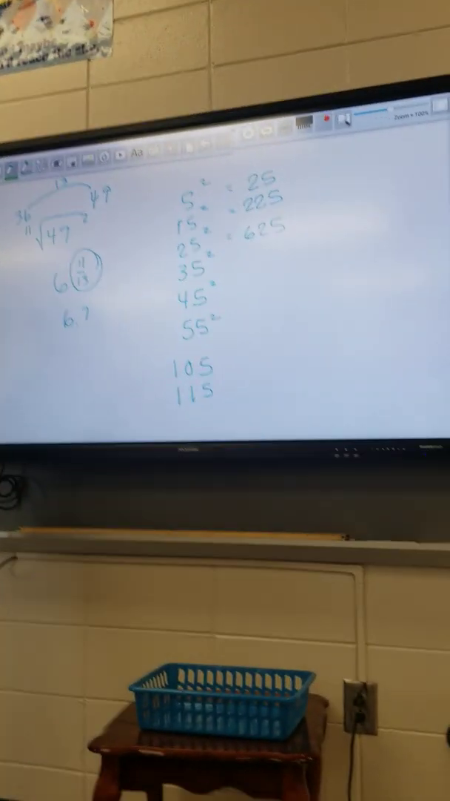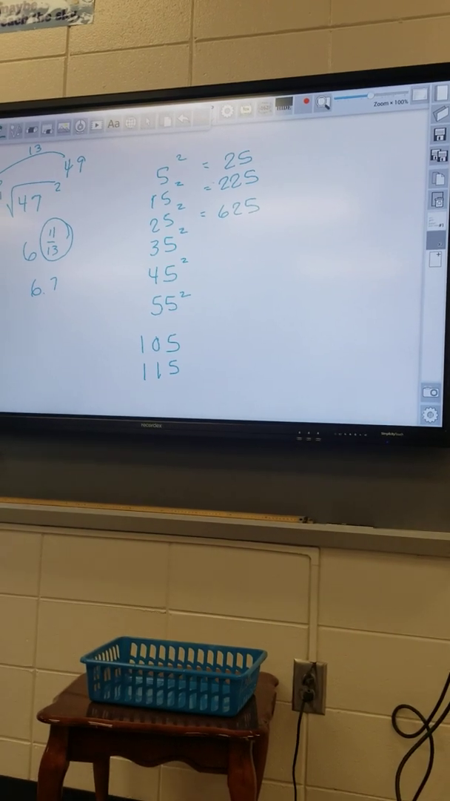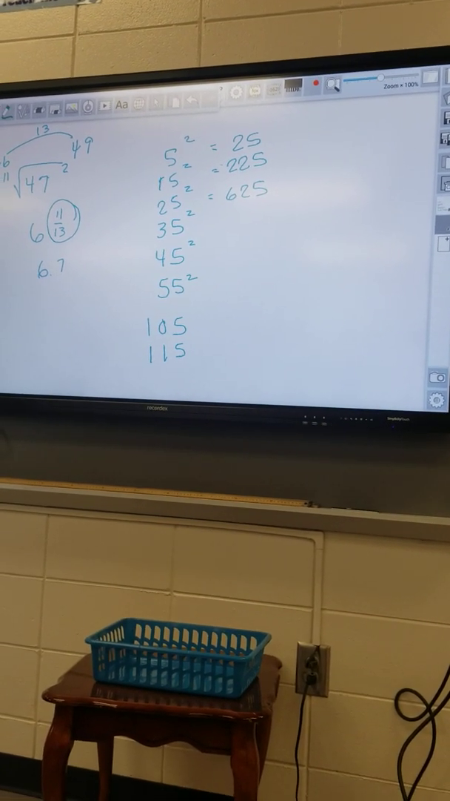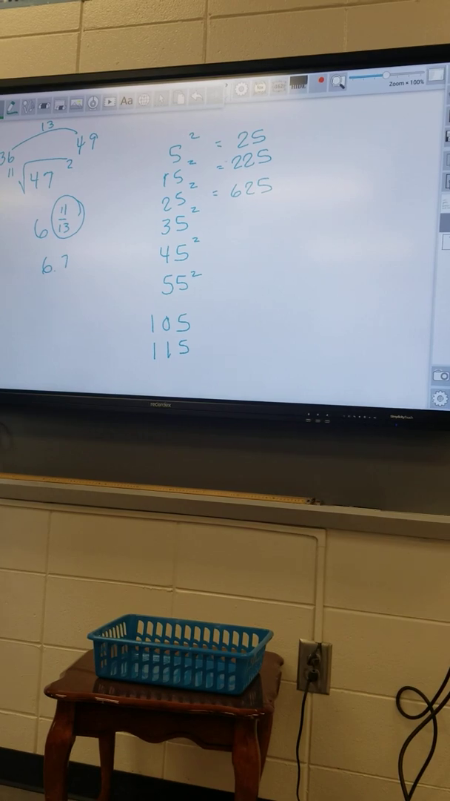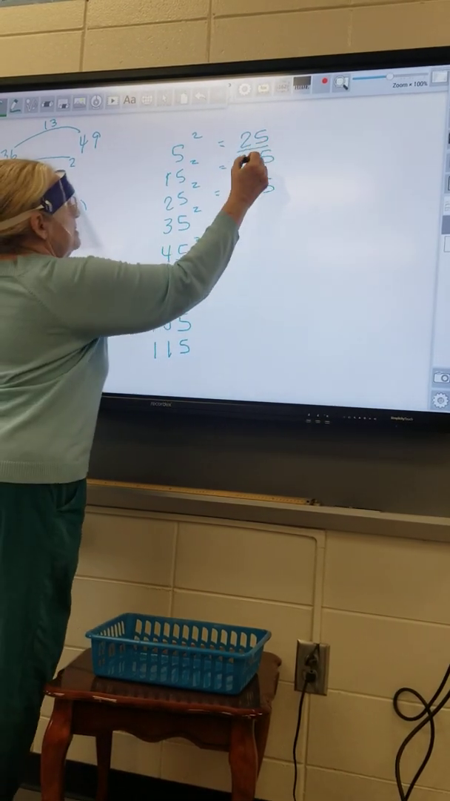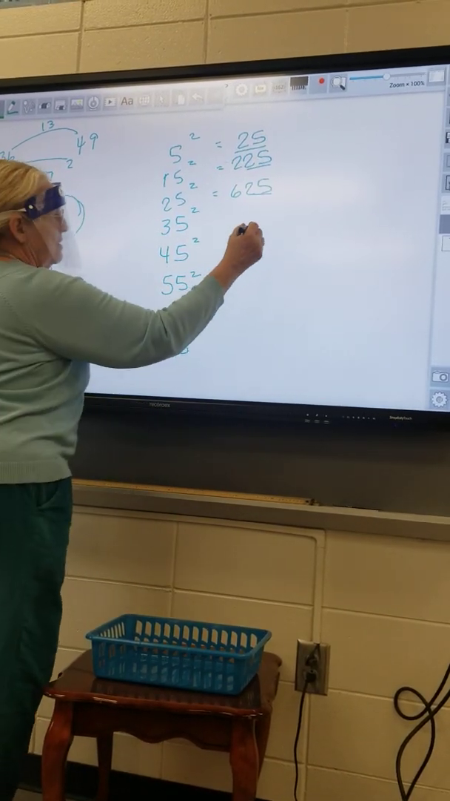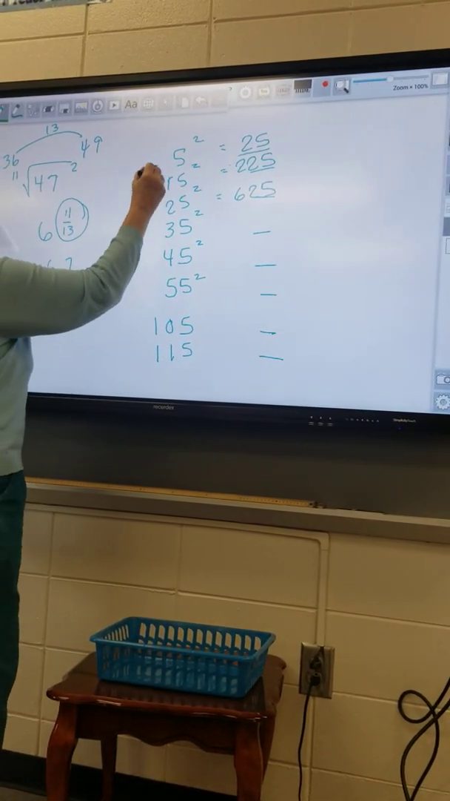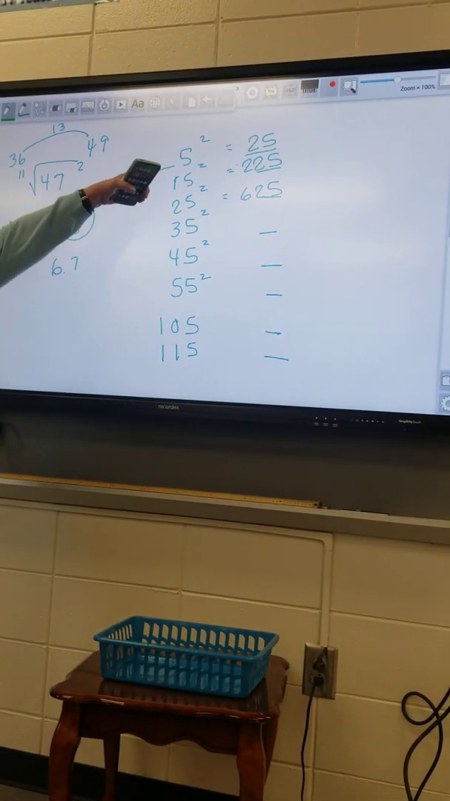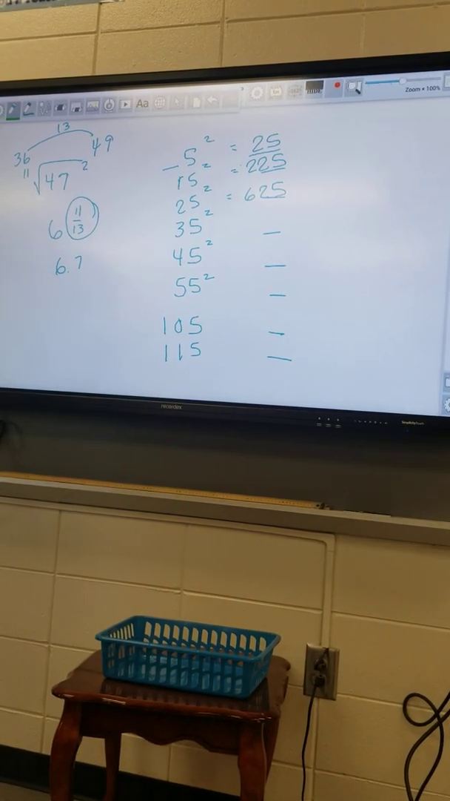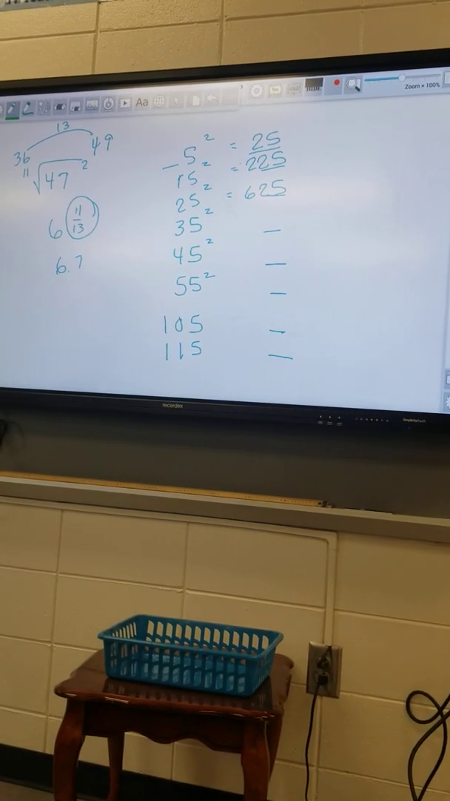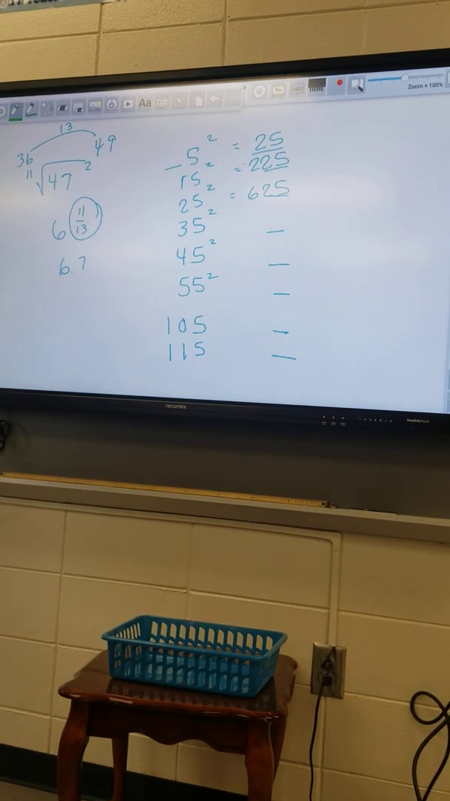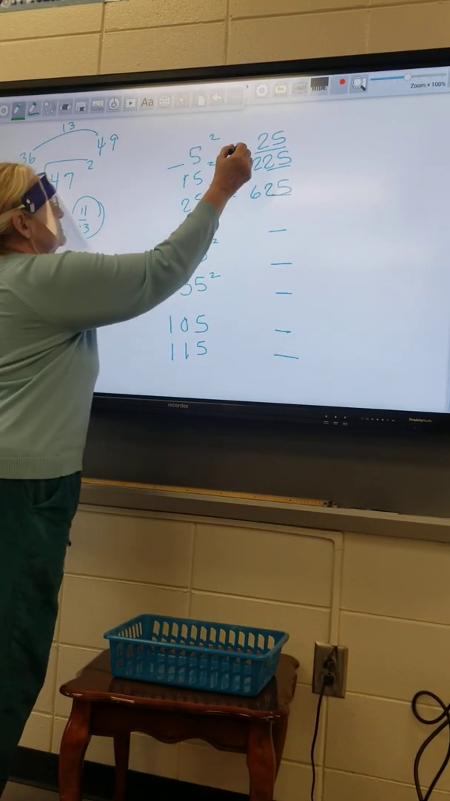What pattern do you see right now? They all end in 5. More than that, they all end in 25. So now, what number is here? 0. What's the next larger number than 0? 1. What's 1 times 0? 0. And that's what goes here.